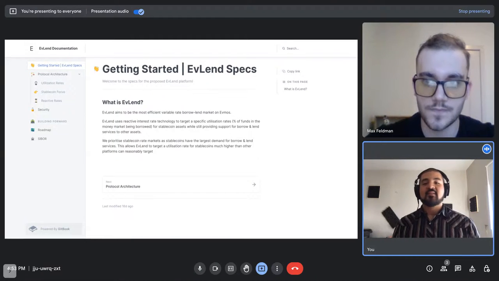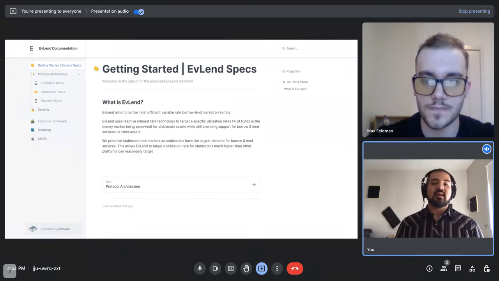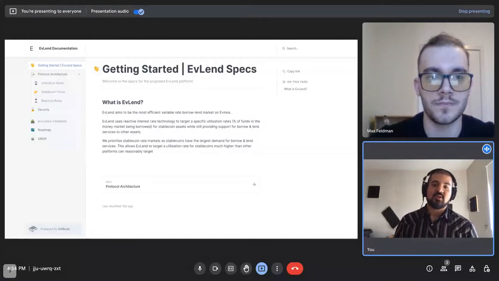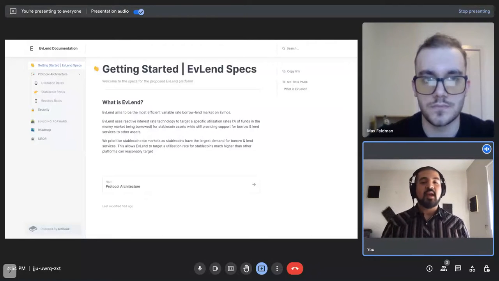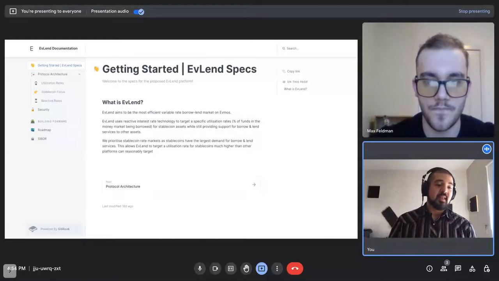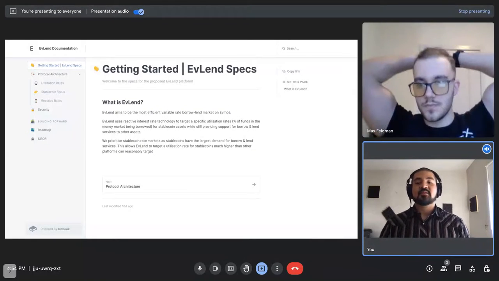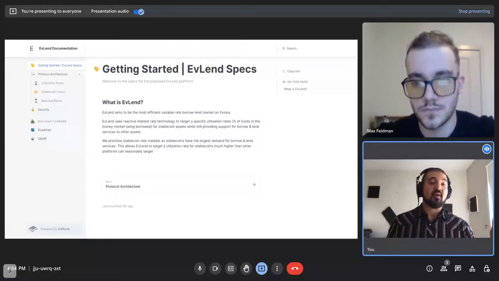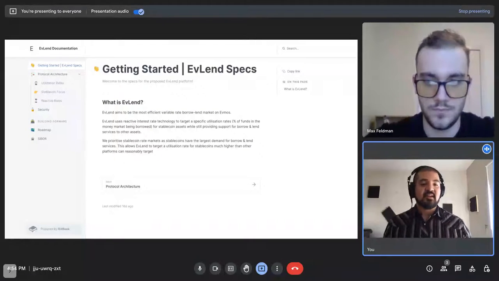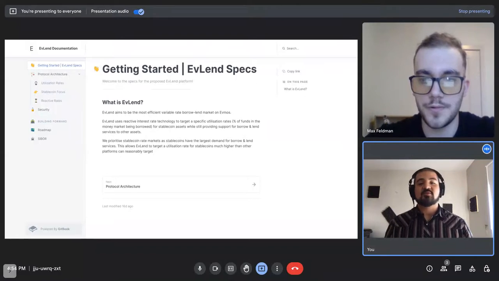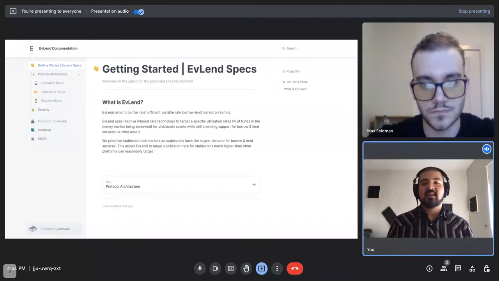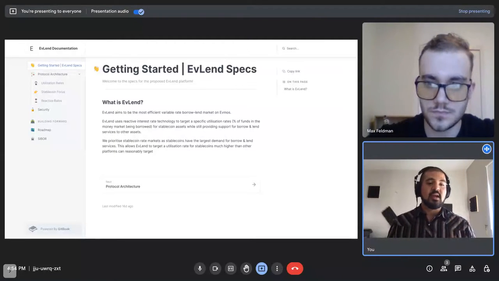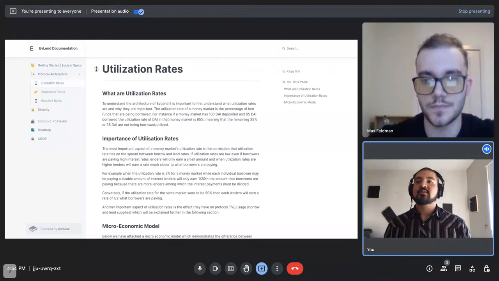So what is EvLend? EvLend aims to be the most efficient variable rate borrow lend market on Evmos. Broader goal is in the broader DeFi ecosystem. We use reactive interest rate technology to target specific utilization rates for stablecoin assets while still providing support for borrow and lend services for all the other assets. So we prioritize these stable coins because they have the largest borrow and lend demand. And so this allows us to target a utilization rate that's much higher than other platforms can reasonably target. So if you're wondering what is utilization rate, why is this even important, Max will start going through our architecture, going through our maths and how all that works.